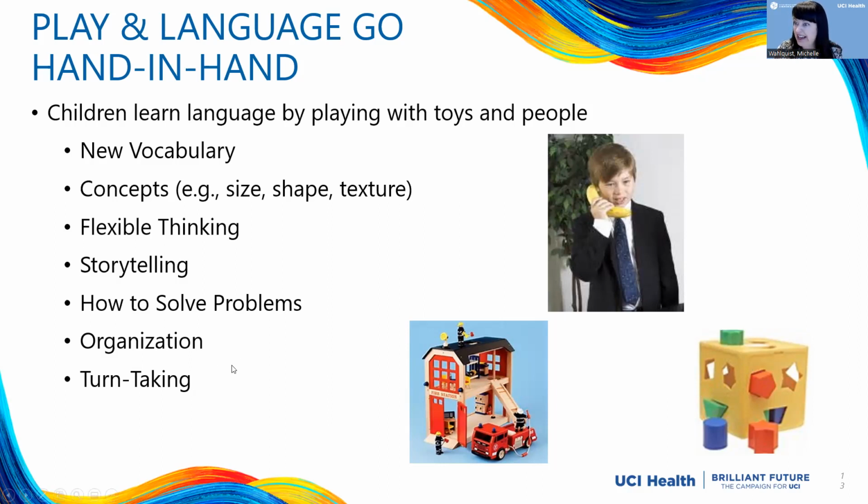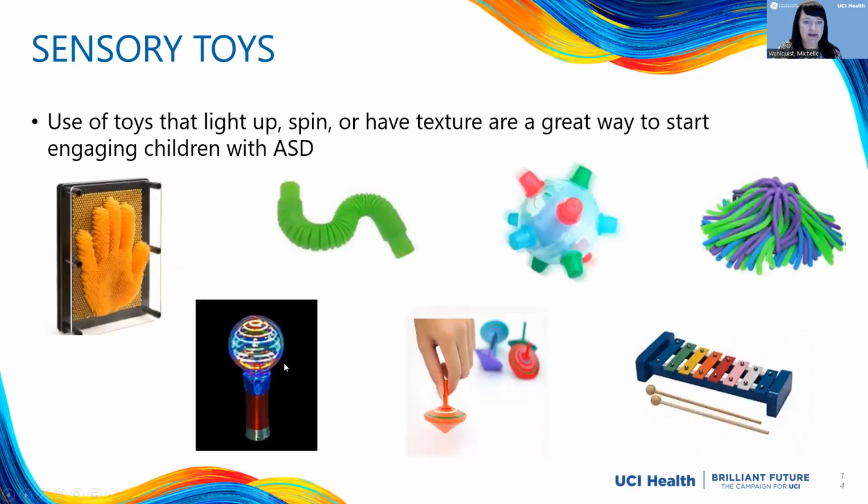Children also learn how to organize their ideas within play. And we also learn turn taking through play, which is very important for conversation skills later on. Sorry, just a quick little slide here. These are some toys that can be really great to initially engage children with autism in play, and they're sensory-based toys. So pin art, things like light spinners or tops, things that have texture that are squishy or you can pull or bounce, pop tubes. These are all great toys to engage children initially if they don't seem very interested in play at the beginning.